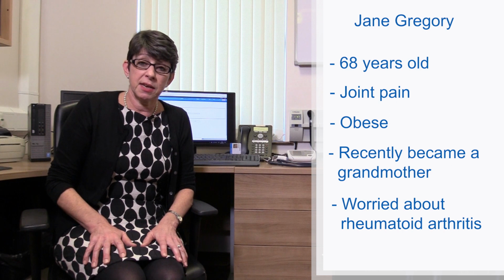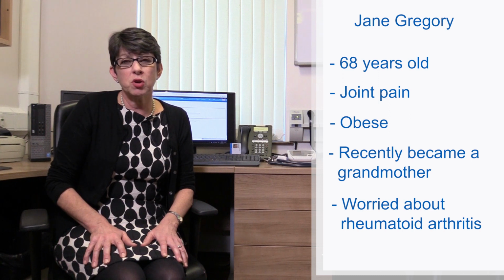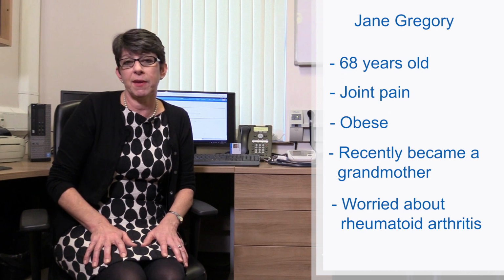I've conducted blood tests and have found her to have a mildly raised CRP and a positive anti-nuclear antibody. I'm not sure what to make of these results, and I don't know whether they indicate inflammatory arthritis or not. I would therefore like to seek advice and guidance from a consultant rheumatologist.